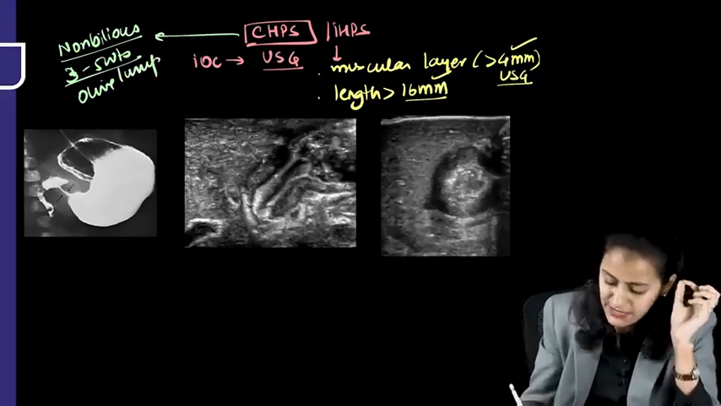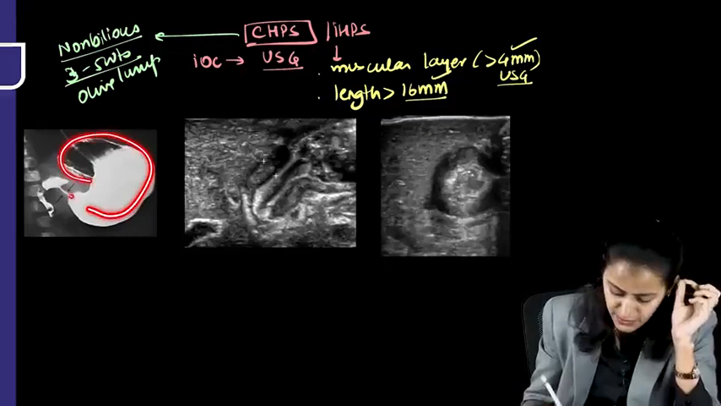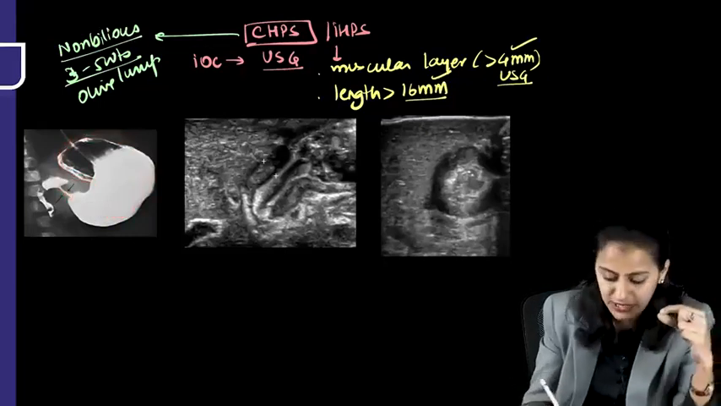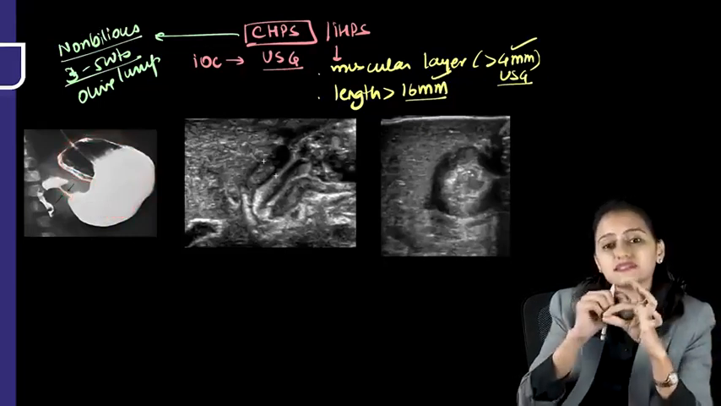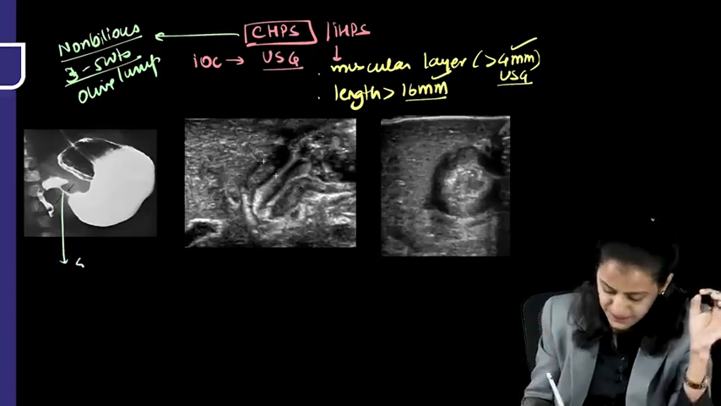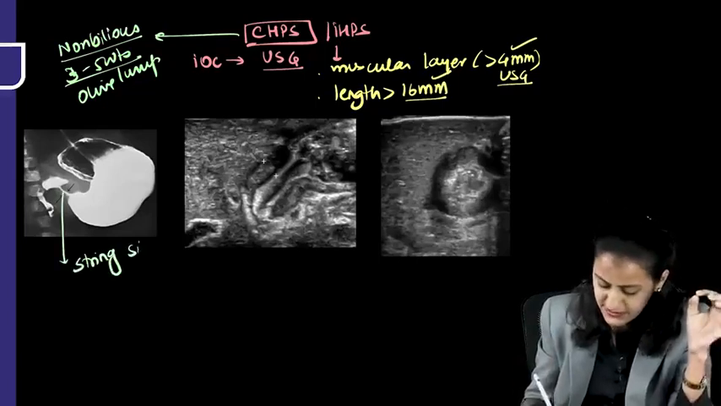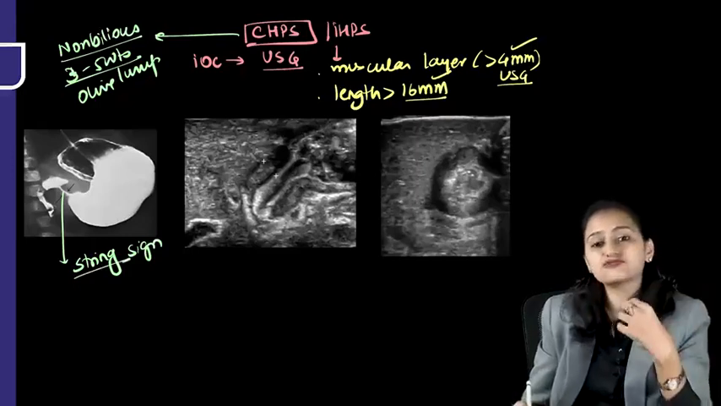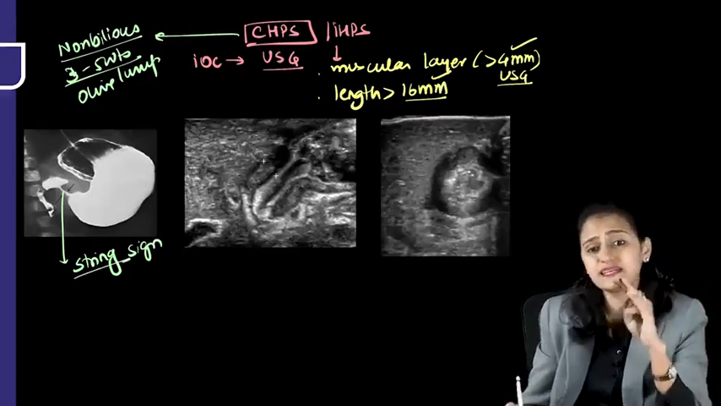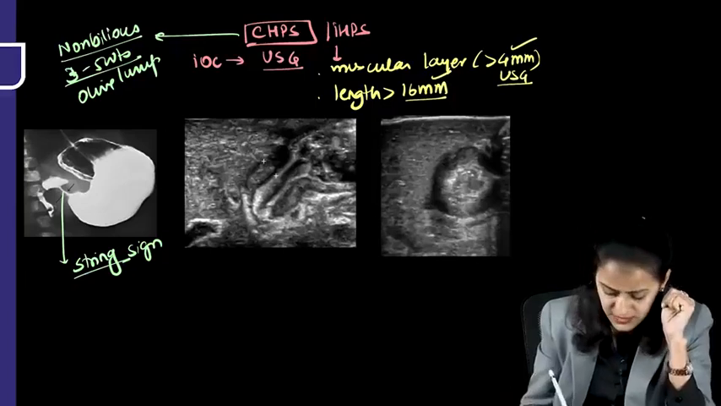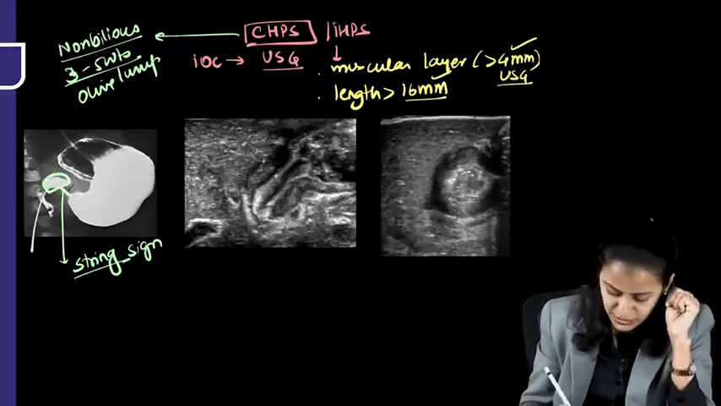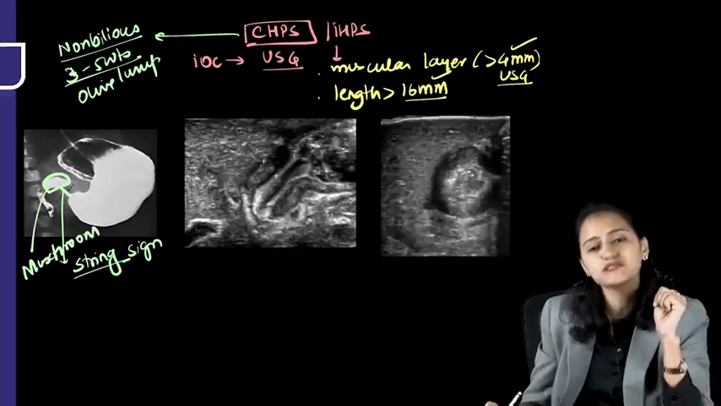What are you seeing in the barium meal here? The distended stomach with the narrow pylorus like a string. The pylorus stenosis, it's a narrow pylorus like a string. This is called the string sign. Recent INICET question as well. The string-like pylorus going into the duodenum like a mushroom. This is the other sign, that's the mushroom sign.